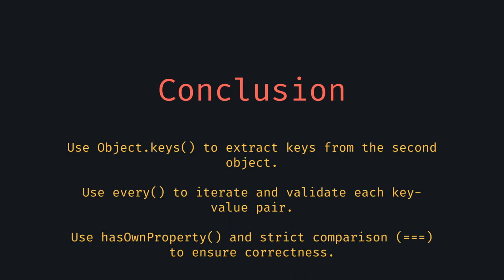In summary, this program demonstrates how to compare two objects in JavaScript to check if one contains equivalent property values to the other. By using modern JavaScript methods like Object.keys and every, you can efficiently validate and compare objects in your applications.